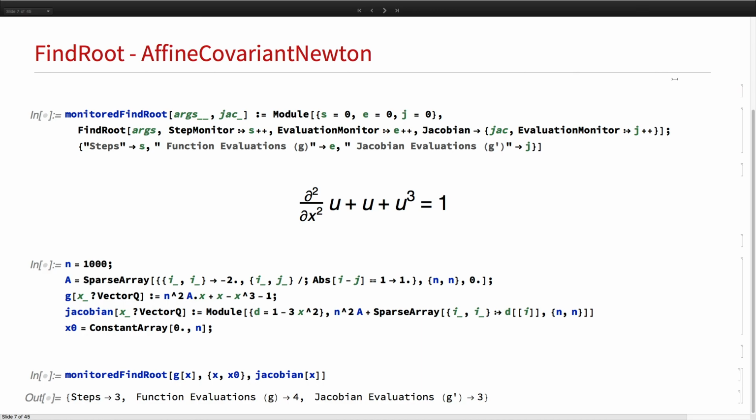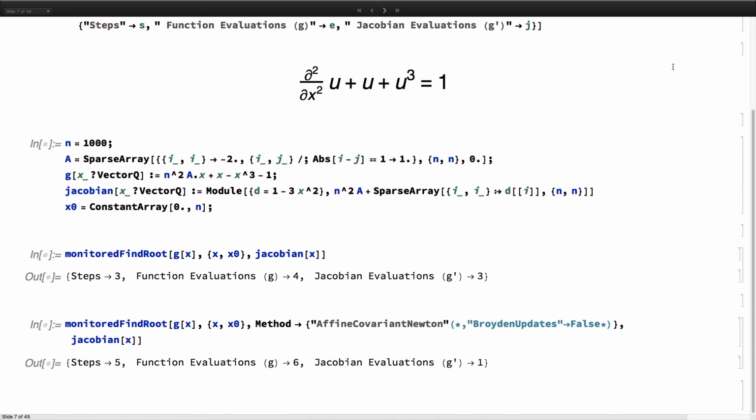So if we look at how this looks with a standard FindRoot method, we see that it takes 3 steps. It has 4 function evaluations and 3 Jacobian evaluations. We've implemented a new method, and that method is called AffineCovariantNewton, and that is optimal in the sense that it uses fewer Jacobian evaluations. So it uses more steps, it uses more function evaluations, but it only needs 1 Jacobian evaluation for this specific problem.